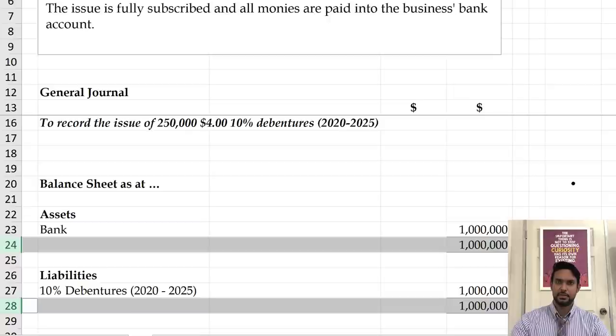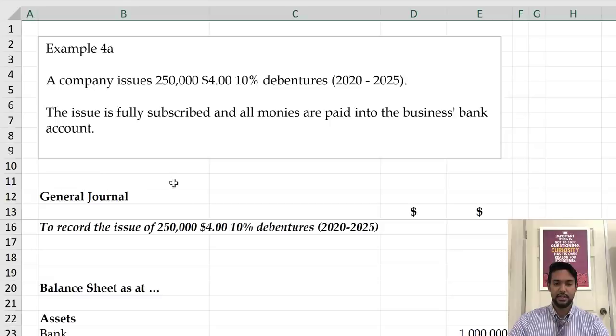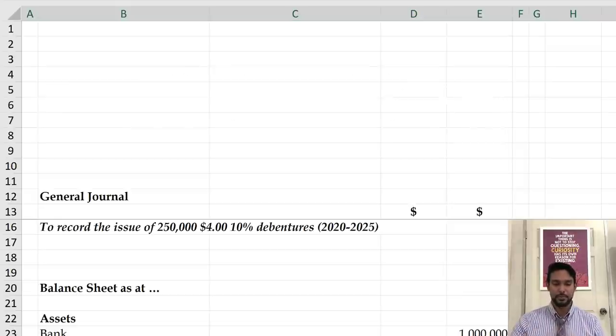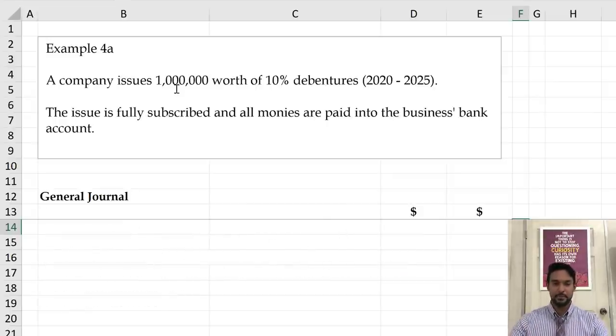Now let's do the next part one time. So this here is an alternative wording to the same example from just now. Before, you can see they said $250,000 10% debentures. So you have quite a number of debentures to sell, so you can sell to different people. Alternatively, you may just sell $1 million worth to one party or to various parties. So a company issues $1 million, so it should have said $1 million worth of 10% debentures.